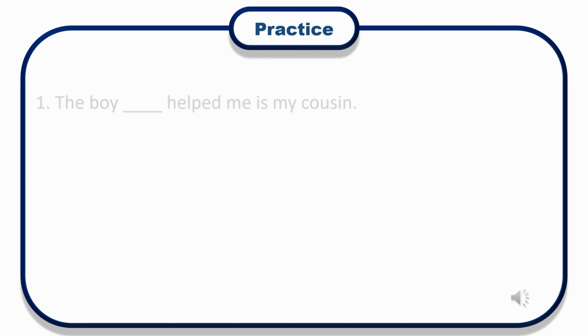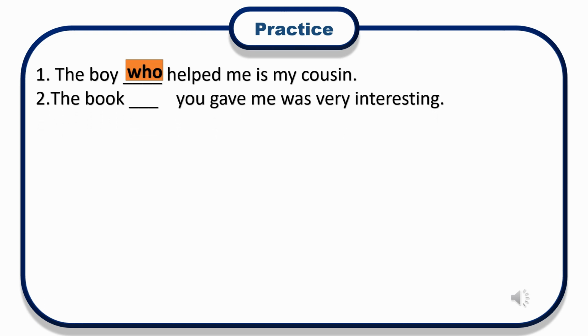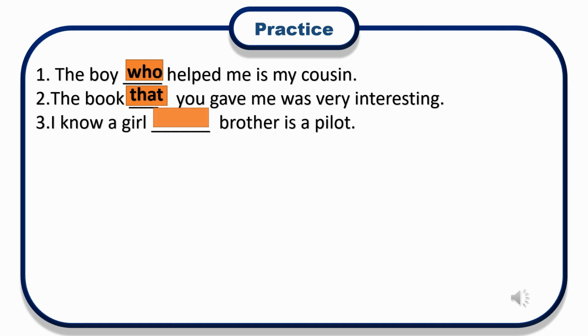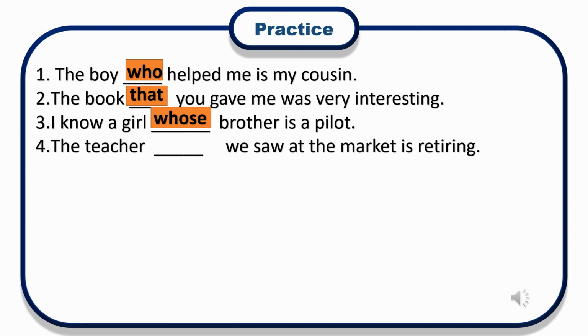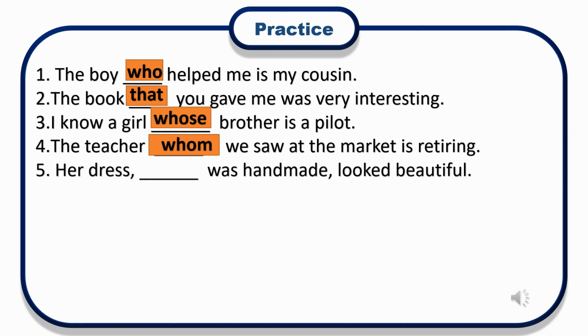Practice. Let's spot the relative pronouns in these sentences. Ready? The boy who helped me is my cousin. Who replaces the subject, boy. The book that you gave me was interesting. That refers to a thing, book. I know a girl whose brother is a pilot. Whose shows possession, girl's brother. The teacher whom we saw at the market is retiring. Whom is the object, we saw whom. Her dress, which was handmade, looked beautiful. Which adds extra detail, note the commas.